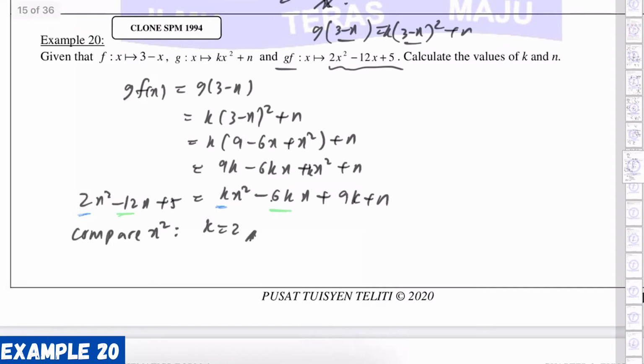So what you want to do is you want to compare the constant. The constant is here and here. Can you see? You want to compare the one without x, we call it constant. So 9k plus n is now your constant 5. Since k is 2, I bring over 5 minus 18 is negative 13.